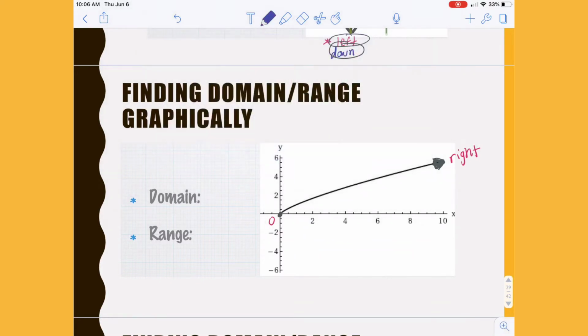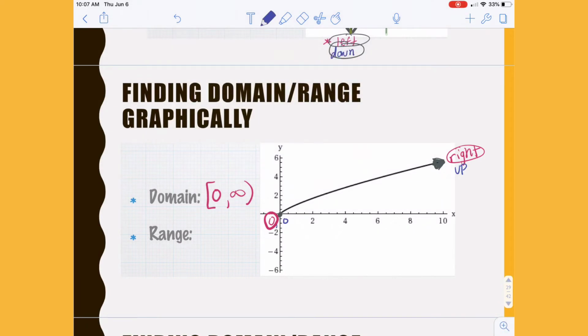Now I'm going to think about in respect to up and down. So this point, its y value is actually 0, and this arrow is headed up. So now, to identify my domain, I'm looking at my x values. So the smallest x value that I have is 0. It is a point that is included, so I use a bracket. And then I'm headed to the right, which is infinity.